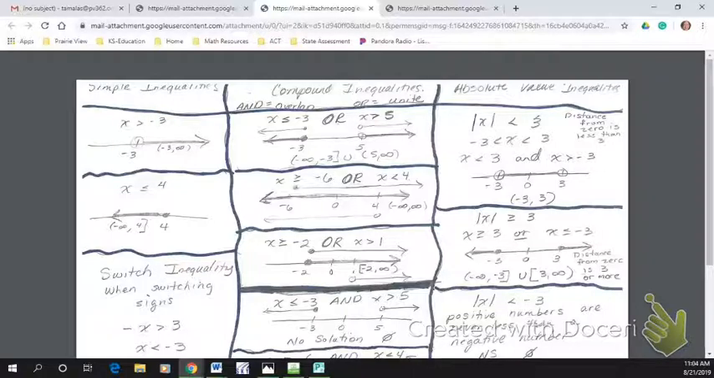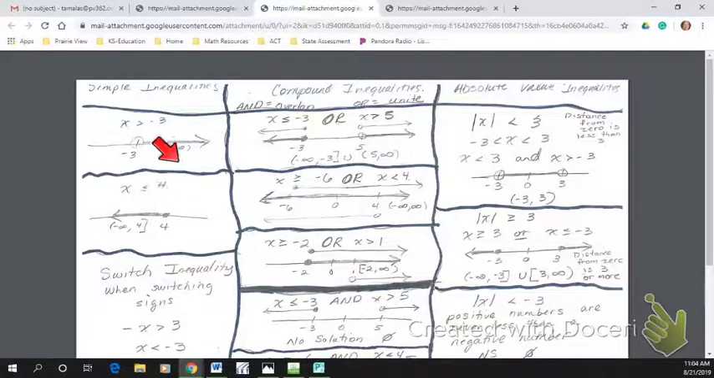So we have simple inequalities on the left. Simple inequalities over here on this side are simply things like x is greater than negative 3, or x is less than or equal to 4. I have written an open circle with this one and a closed circle with this one because it has the line. Anytime you have the line, that means you're including the number. So this means x is less than 4, or it can be equal to 4, and that's why I filled in the circle to show you that x is anything in this shaded region, or it's the 4.